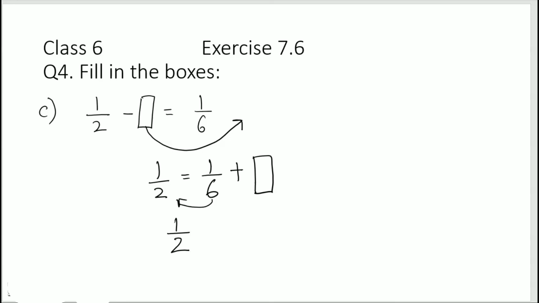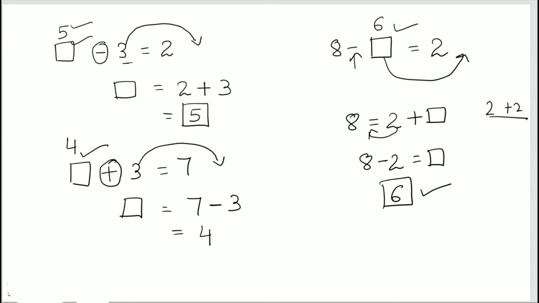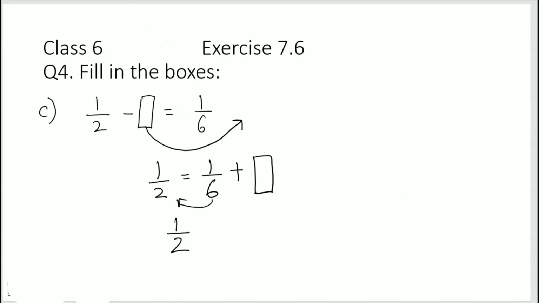to the other side, and as I showed you in the example here, that when 2 is moving to the left hand side, there is no sign before 2, so we take it as a positive sign when there is no sign. Similarly here, 1 by 6, it will become 1 by 2 minus 1 by 6, and that equals to my blank box. Now let's find out the LCM of 2 and 6.